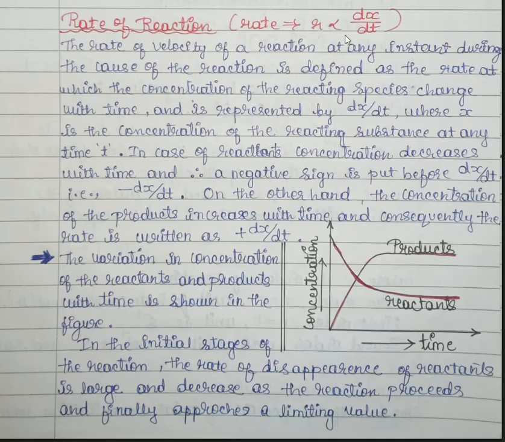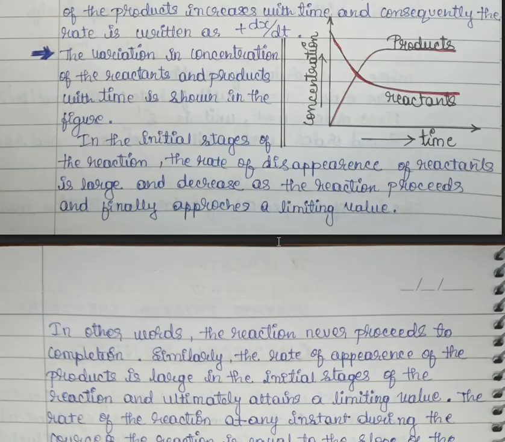Rate of reaction is nothing but R is proportional to dx by dt, change in concentration with respect to time. So when we consider the reactants and product concentration during the reaction, the concentration of reactants decreases with time and the concentration of products increases with time. You can see in the graph. So decrease in the concentration of reactants is denoted by negative sign, minus dx by dt, and the increase in concentration of products is denoted by plus dx by dt. So this is the graphical representation.